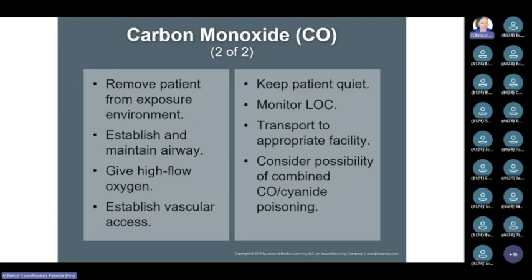Airway, high flow O2, and then get your vascular access. Keep them quiet. Monitor their level of consciousness, make sure they don't go out. They may even have to get hyperbaric oxygen therapy to help with this, just so you know. So when you transport, you're going to an appropriate facility that might have that hyperbaric chamber readily available.